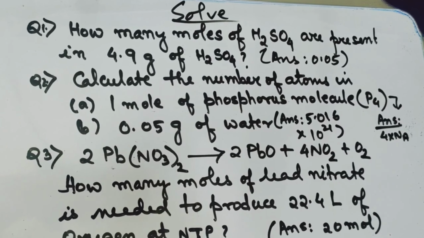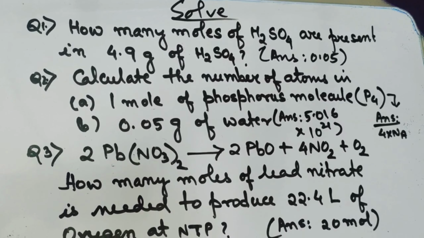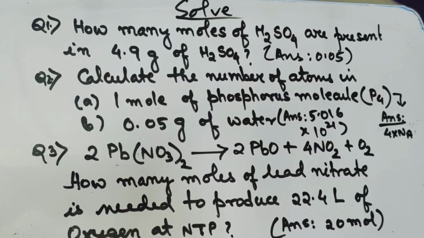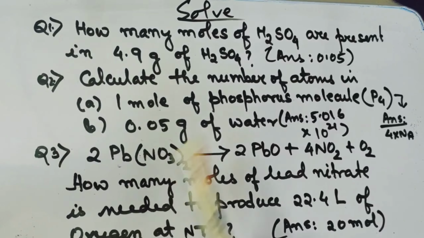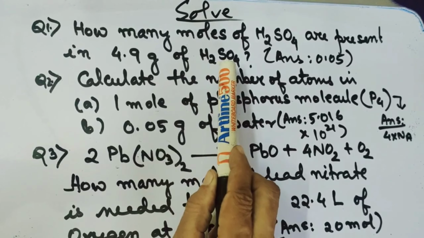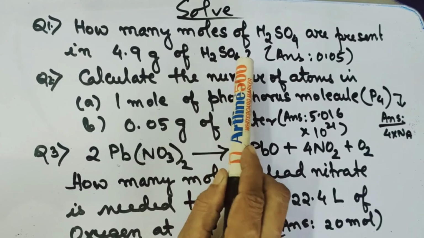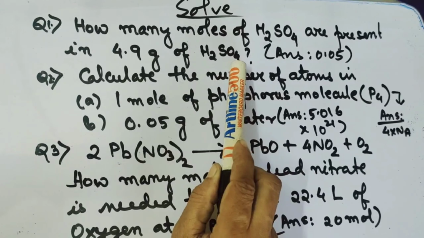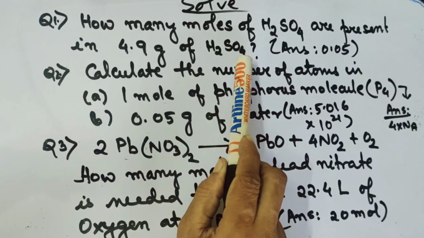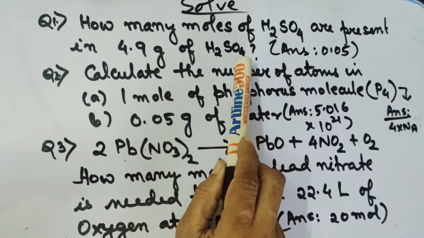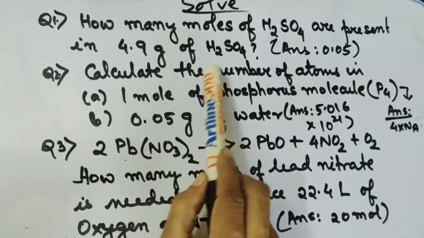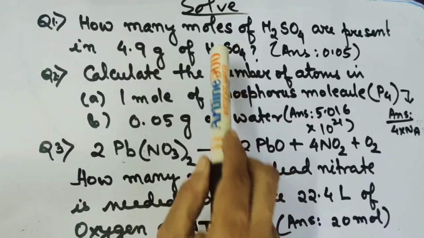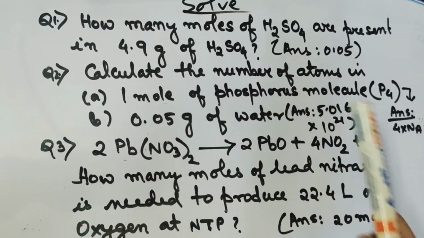How many moles of H2SO4 are present in 4.9 gram of H2SO4? So first you have to find out the molecular mass of H2SO4. 2 into atomic mass of hydrogen, 1 into atomic mass of sulfur, plus 4 into atomic mass of oxygen will give you the molecular mass. That corresponds to 1 mole because it is same as the molar mass when it is expressed in moles. So if that corresponds to 1 mole, 4.9 gram corresponds to how many moles? Quick, you can do it.